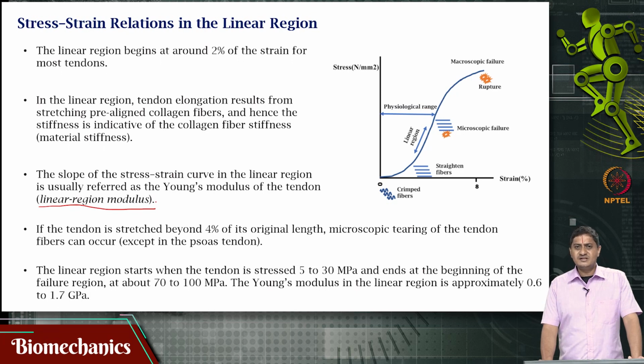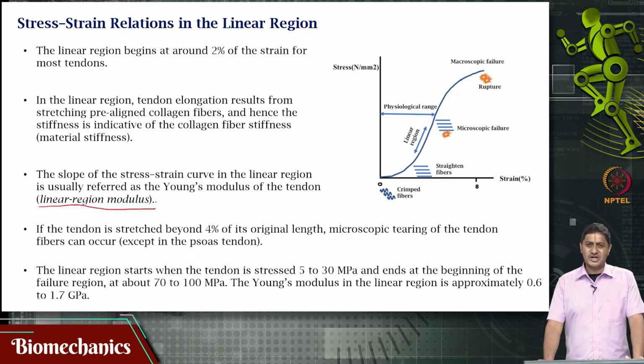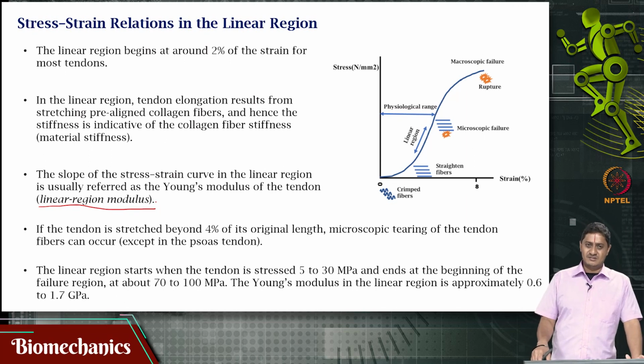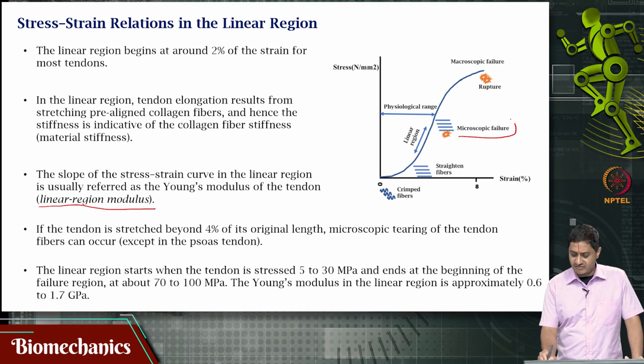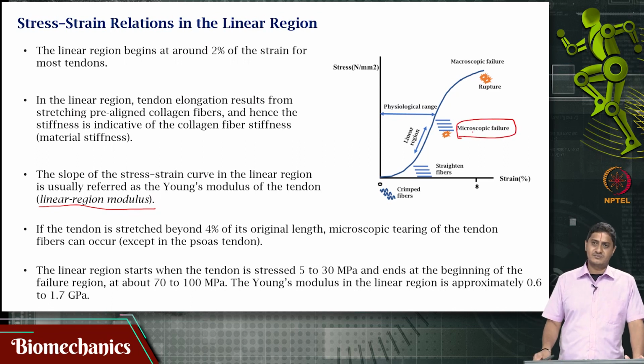In most of the tendons, if stretching is continued, if the elongation happens beyond 4%, then microscopic tearing of the tendon starts. Of course, we saw some exceptions. For example, in the psoas tendon, this starts after 10%. But in general, for most of the tendons, after 4%, nano or micro level failures begin.